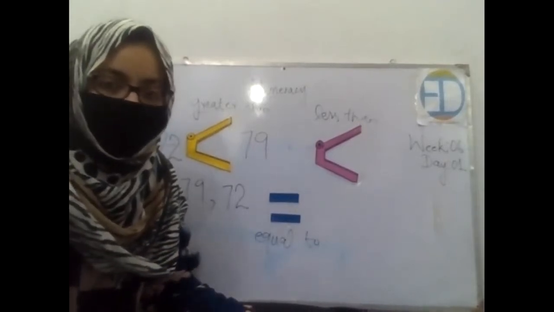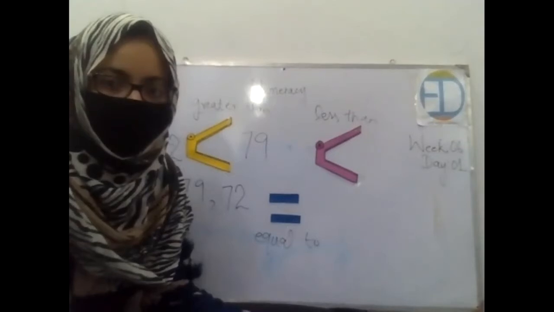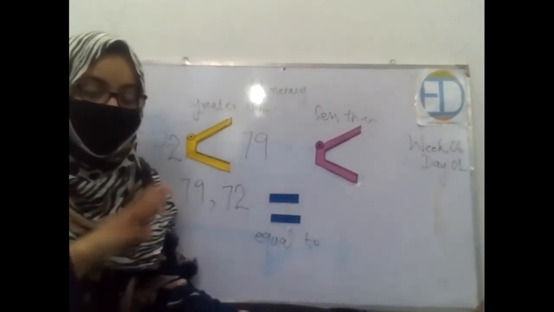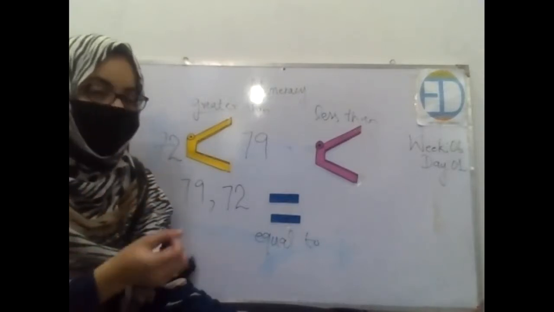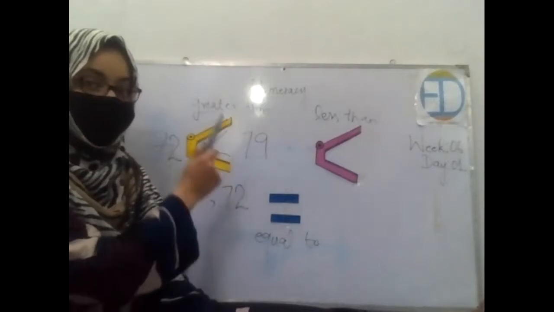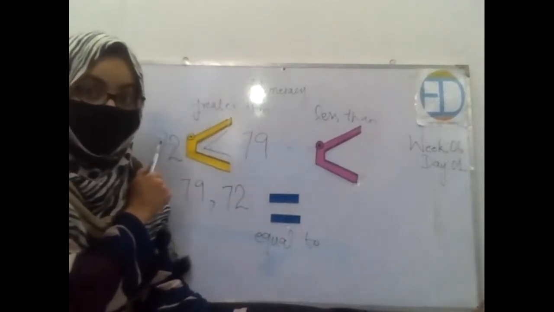Now you will be practicing different numbers for memorizing this concept. I'll be writing different numbers in front of you, and you are supposed to write the sign in the way that the open side of the crocodile mouth would be toward the number which is greater, and this closed side, this corner, would be toward the number which is smaller.